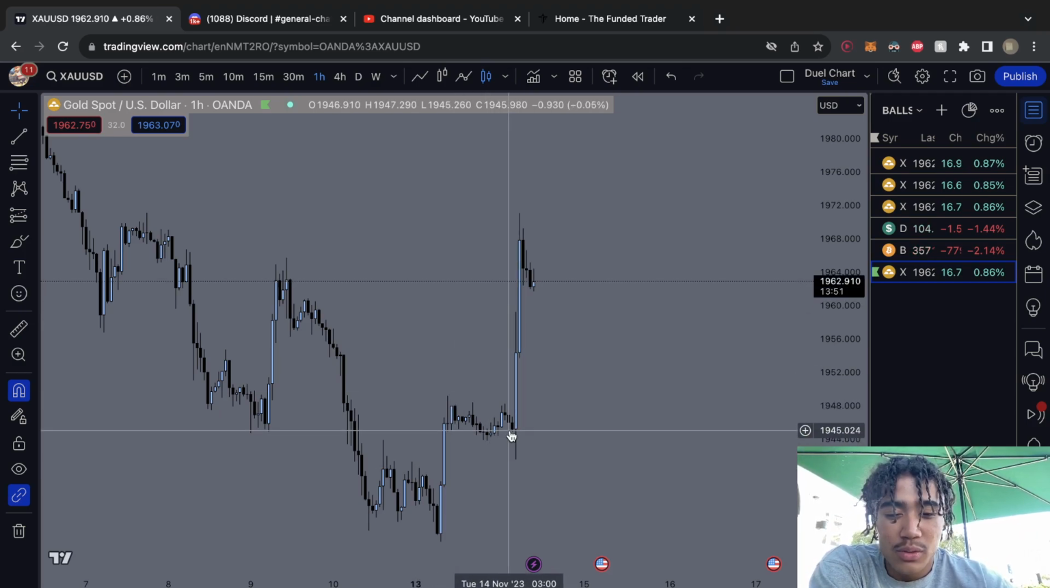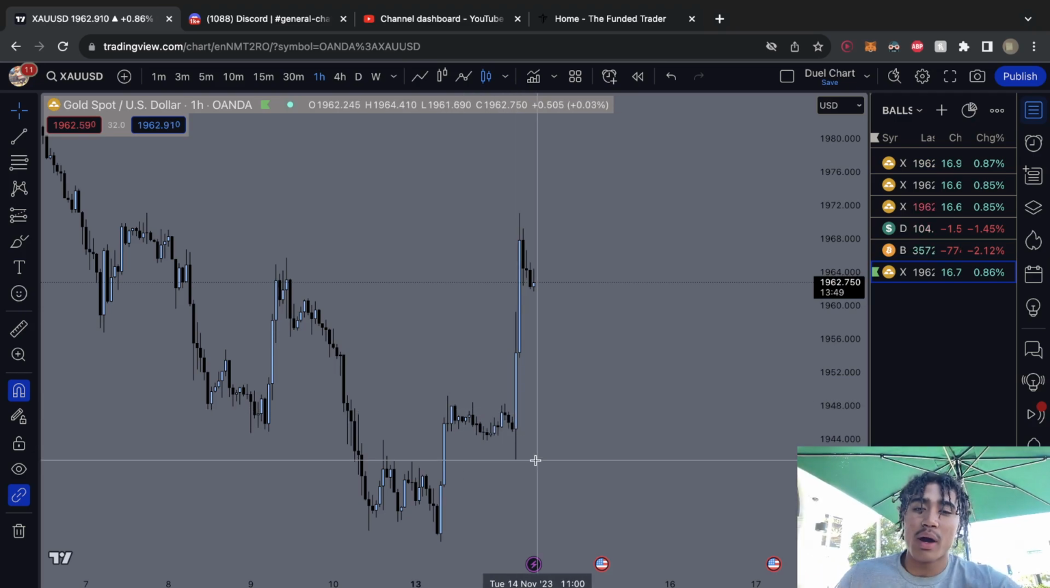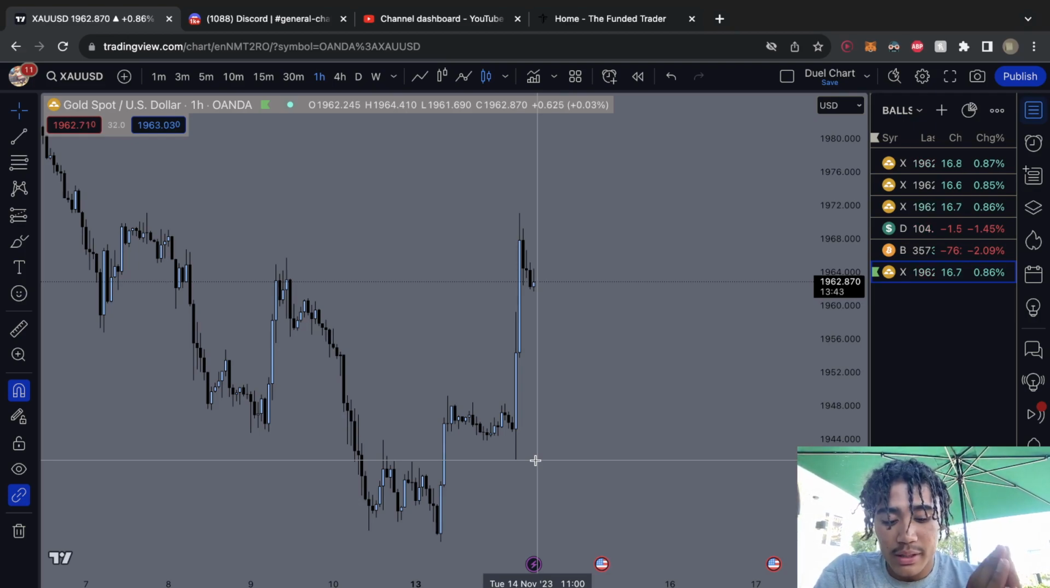Right? Entry would have been down here. But we'll go into why it would have been down there, because of the fair value gap and everything of the sort. So let's get straight into it. What is a fair value gap? I need you guys to know this.